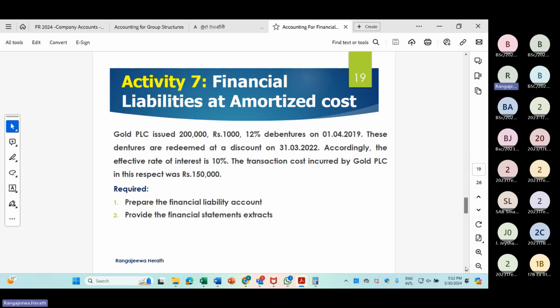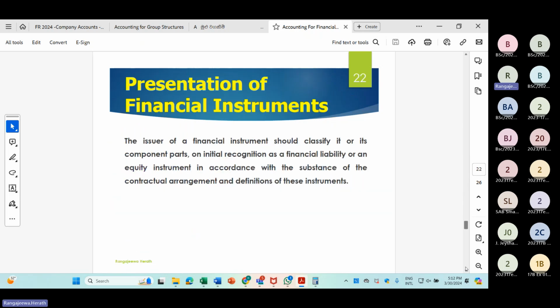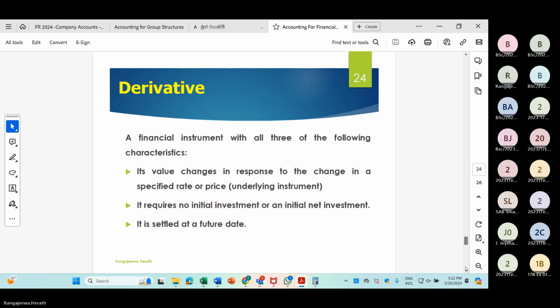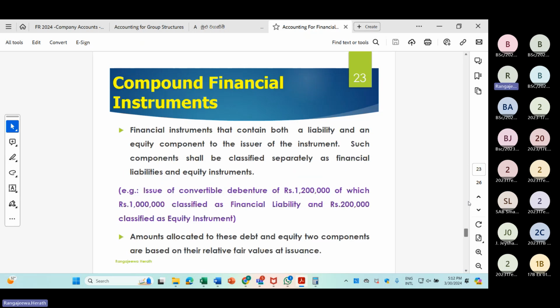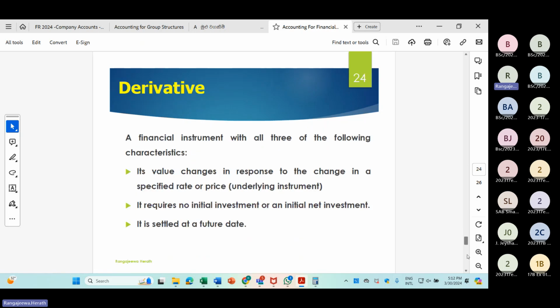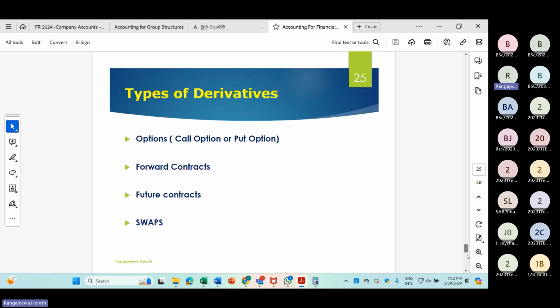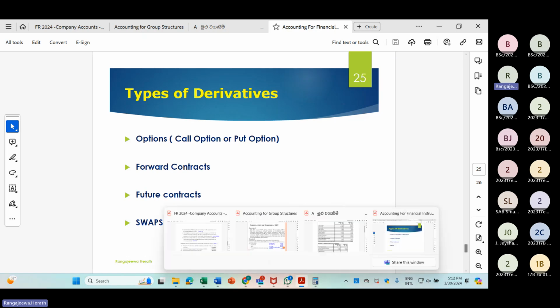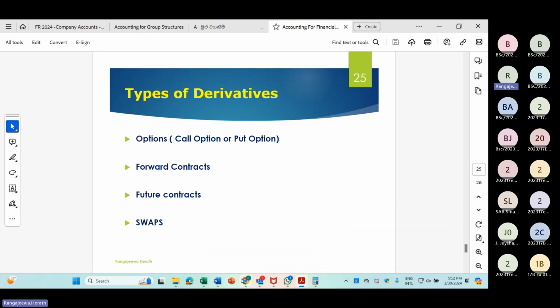Then derivatives, type of derivatives. Derivative and compound financial instrument, right? If asked to differentiate these two: what is a derivative, what is a compound financial instrument. Then type of derivative, differentiate call option, put option, option and the forward contract, right? Likewise, you should be able to differentiate them.